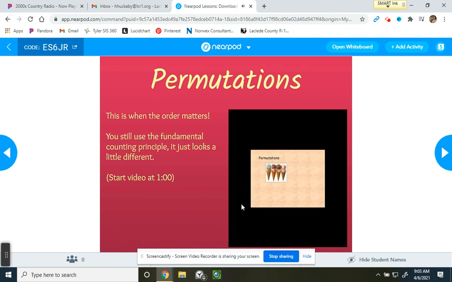Scream Shop has 31 different flavors. If you want to buy a 3-scoop cone, there are 31 choices for the first scoop, 30 for the second, and 29 for the third, which gives a total of 26,970 permutations.